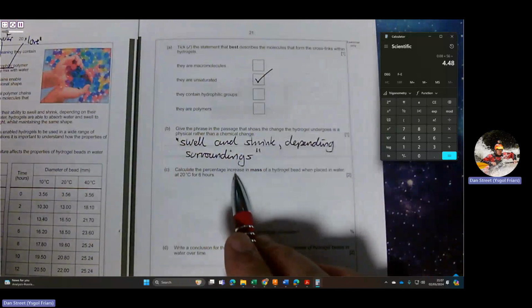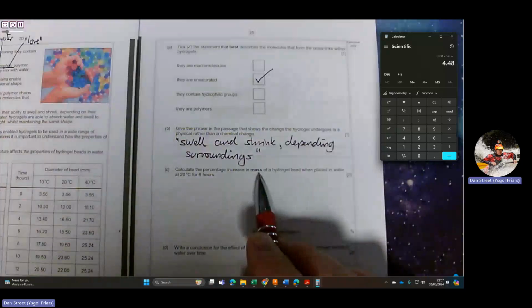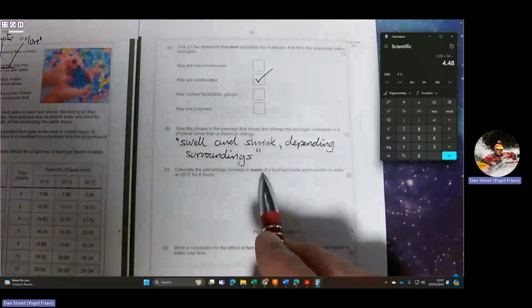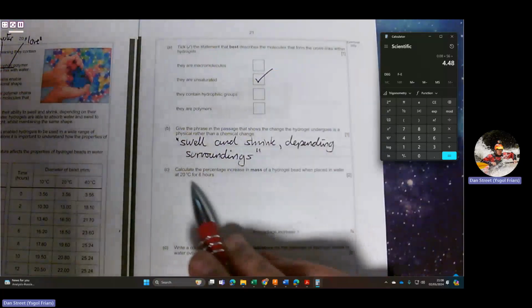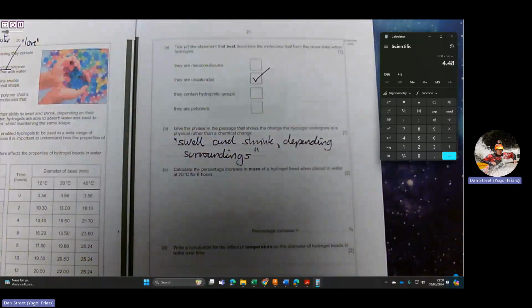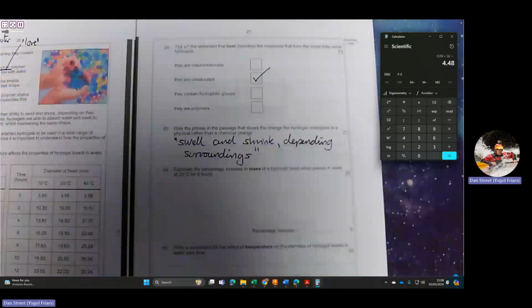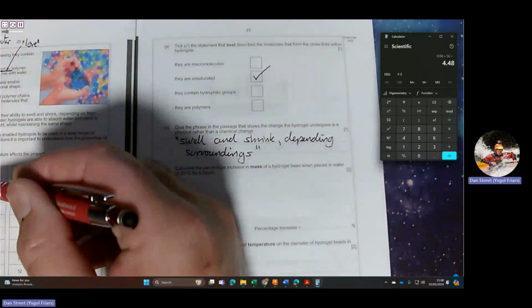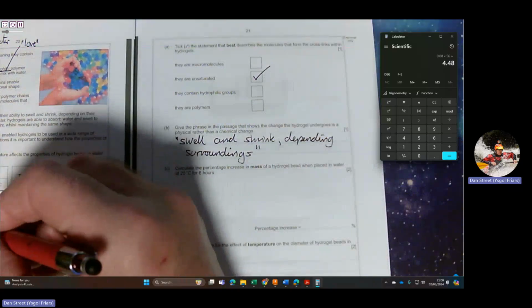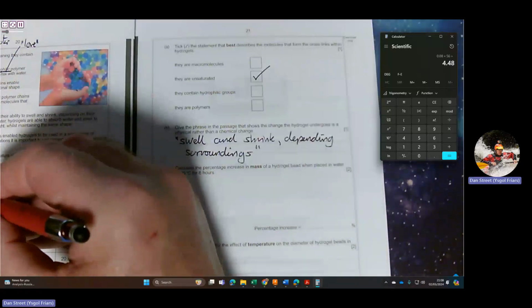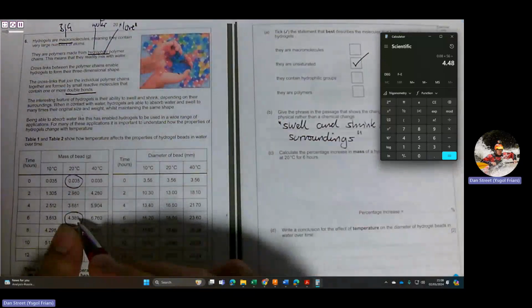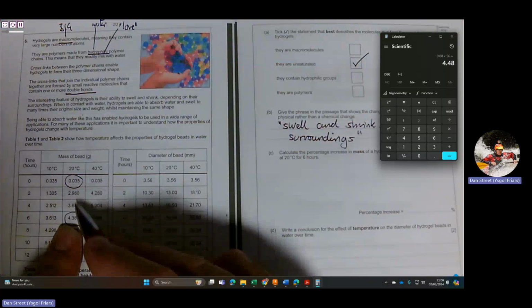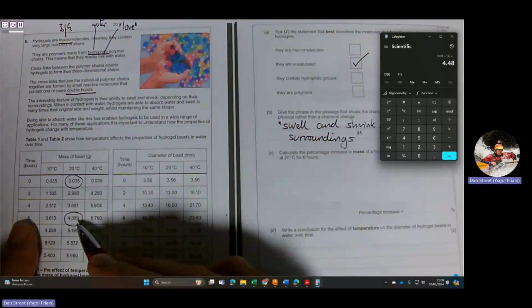Right, calculate the percentage increase in mass of the hydrogel beads when placed in water at 20 degrees C for 6 hours. So we need to find the 20 degrees Celsius, so it's the mass we're after, so it's the first table, 20 degrees at 6 hours. So that's a key value there, and that's also a key value.